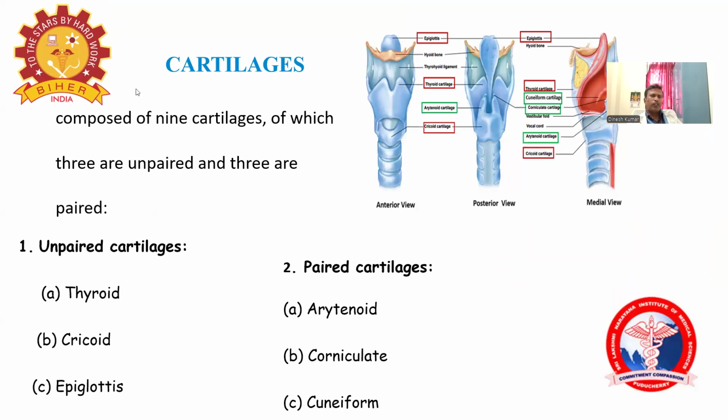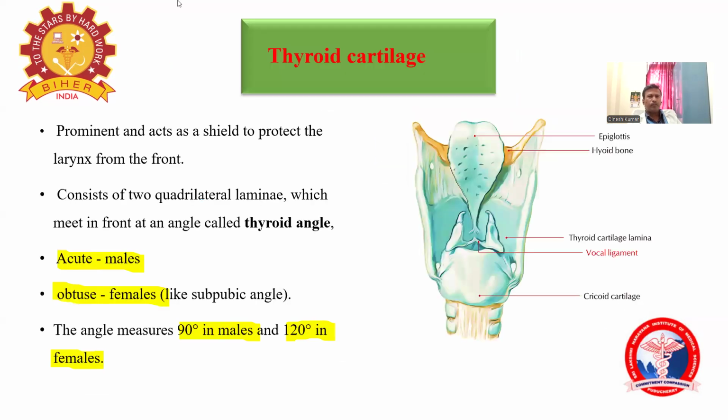So now we talk about the cartilage. There are nine cartilages composed, of which three are unpaired and three are paired. The unpaired cartilages are thyroid, cricoid, and epiglottis. The paired cartilages are arytenoid, corniculate, and cuneiform cartilage. Sorry, so the three paired and three unpaired. Okay, so first we will discuss the unpaired cartilage.